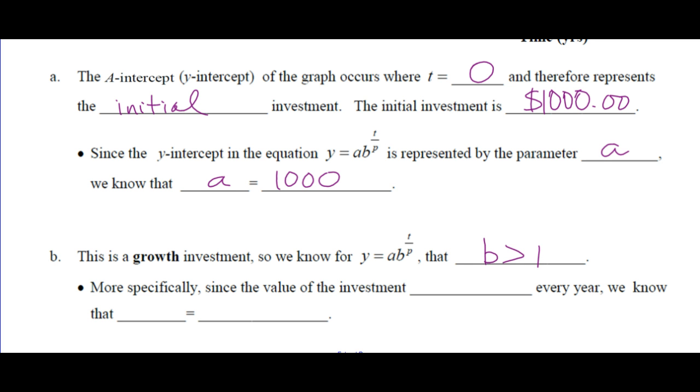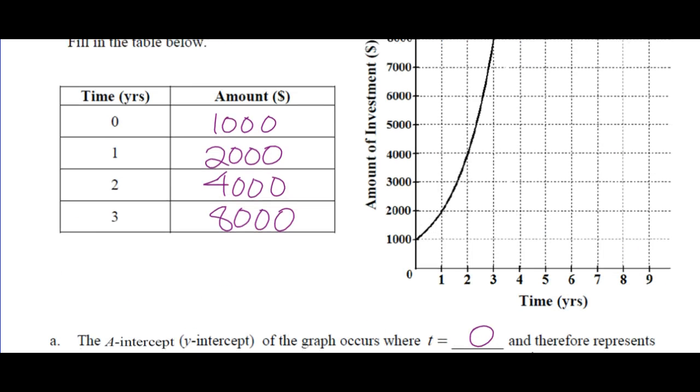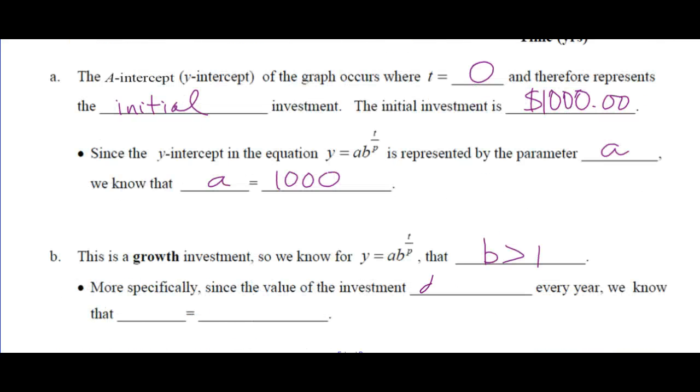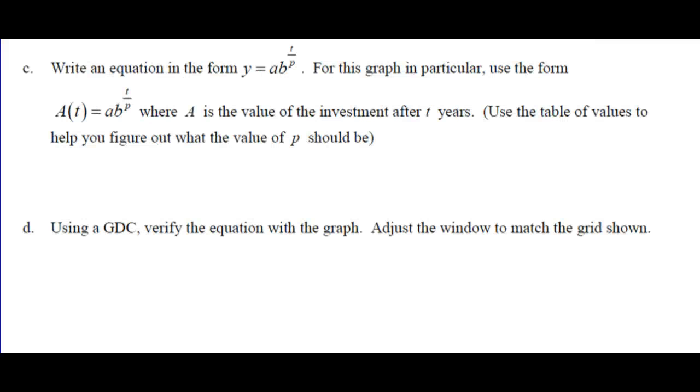b is greater than 1. More specifically, since the value of the investment doubles every year, we know that you're going to double, then b equals 2. Yeah, so we know that b equals 2. Okay, so the y-intercept is telling us, here's your value of a, and then the growth rate, if we can figure it out, it's doubling, then we get our value of b.